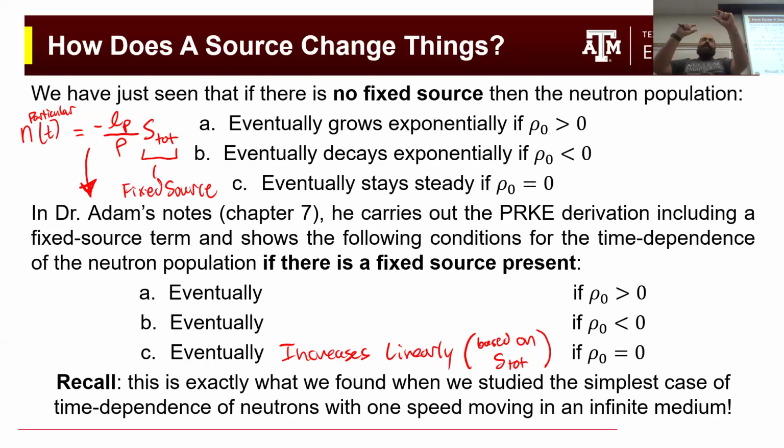And if you ask the question, if I have a function that's a positive exponential plus a constant, what is the overall behavior of that function? It's just going to be exponential, right? The exponential is going to dominate that constant source term. So it's the same conclusion if I do have a source or if I don't. If the reactivity insertion is positive, my neutron population increases exponentially. So this will be increases exponentially.